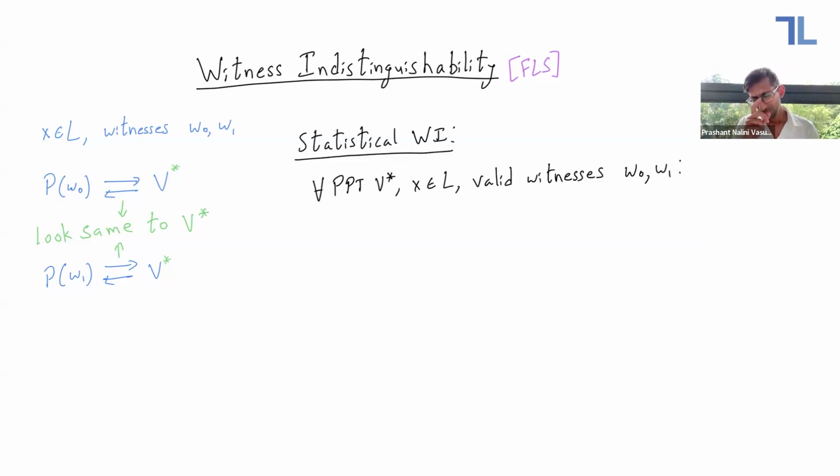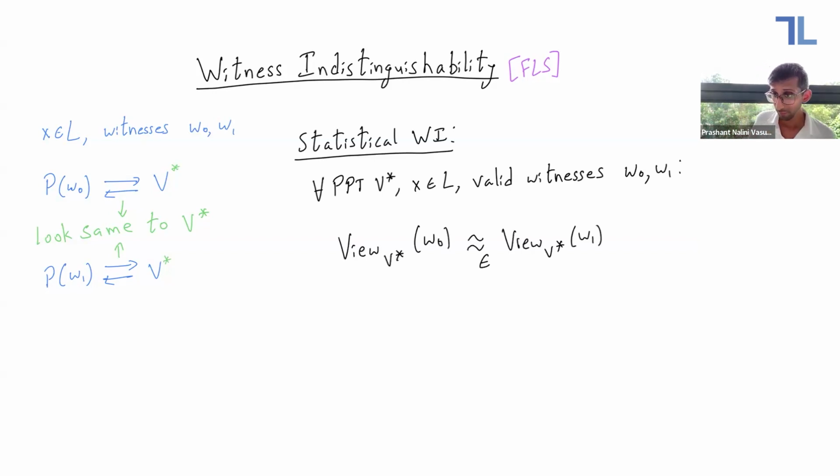And we will specifically be concerned with statistical witness indistinguishability, which is a very strong way of formalizing this, where we say that irrespective of how the verifier behaves, for any instance in the language and any pair of witnesses, the views of the verifier in the two cases are statistically indistinguishable. A weaker version is to say that they are computationally indistinguishable, but we will be talking about statistical witness indistinguishability. Note that I still only allow polynomial time verifiers here. The V star is still polynomial time, but the view is statistically indistinguishable.